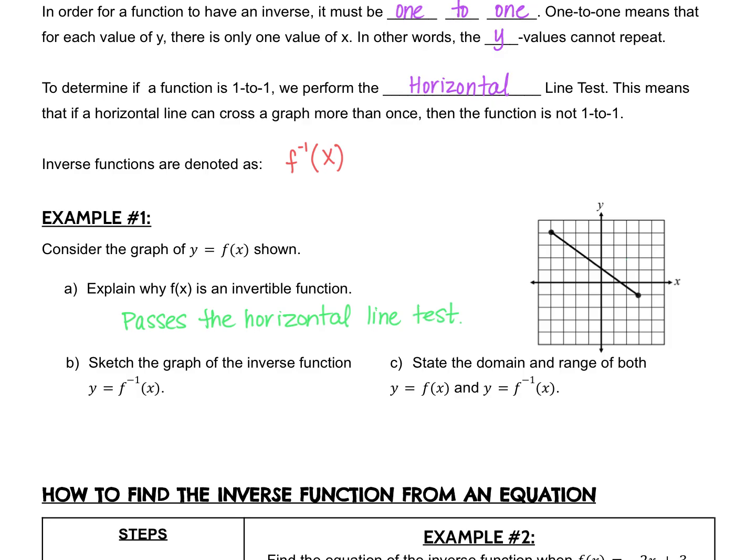So now for part B, it says to sketch the graph of the inverse function. So remember, the inverse function is going to swap the x and the y value. So if we look at our graph of y is equal to f of x, the 2 points that are there are (-4, 4), which is here, and we have (3, -1).